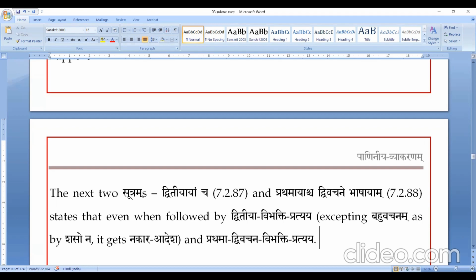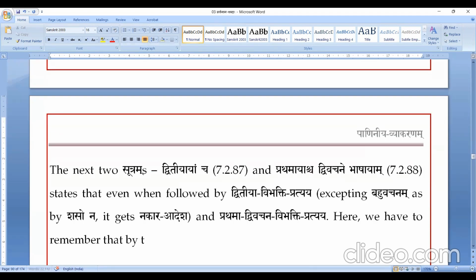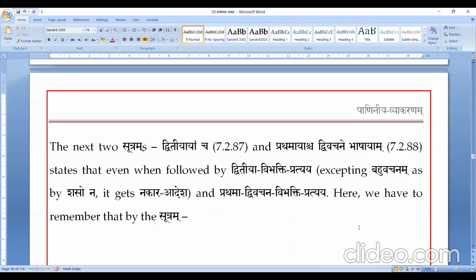Here we have to remember that by the sutram, what sutram? Nyehe Pratamayoho Am. By that sutra, sutra number is 7.1.28, right? Let's check the number. 7.1.28. We have to remember that by the sutra, the Prathama Vibhakti Pratyaya, Dvitiya Vibhakti Pratyaya, and the Chaturthi Vibhakti Ekavachana Pratyaya gets Amadesha.